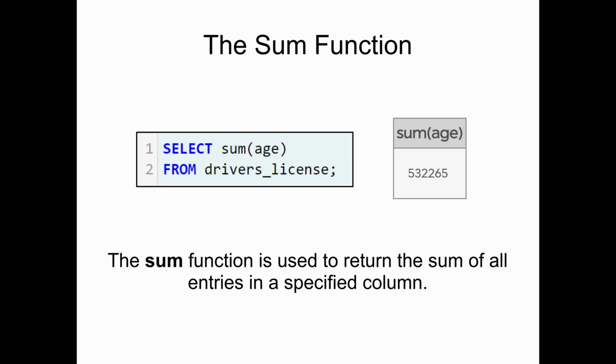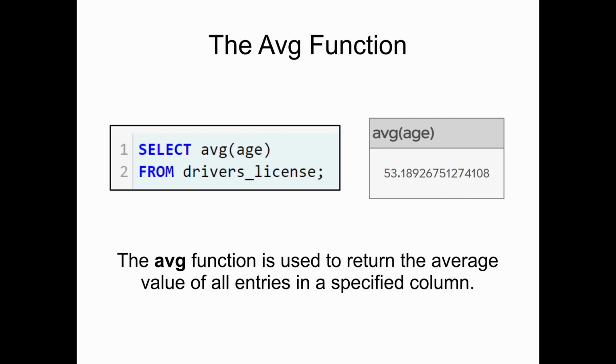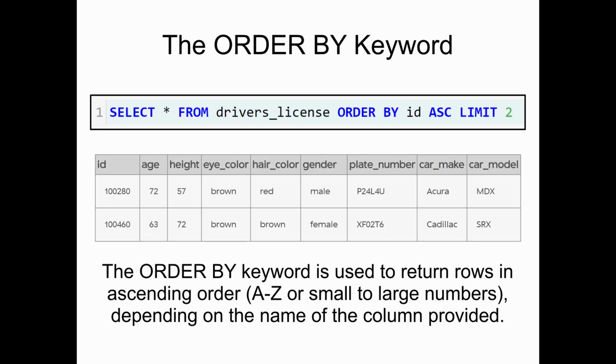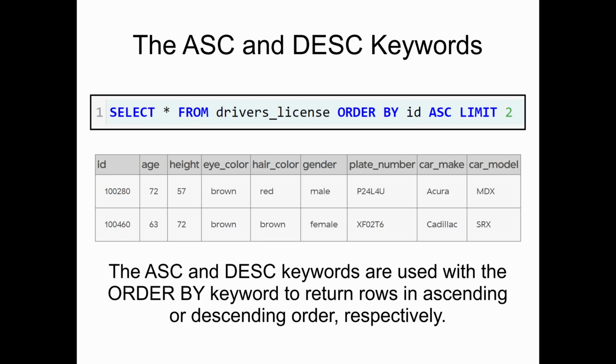The sum function is used to return the sum of all entries in a specified column. The AVG function is used to return the average value of all entries in a specified column. The max and min functions are used to return either the maximum or minimum values of a specified column, respectively. The order by keyword is used to return rows in ascending order, depending on the name of the column provided. The ASC and DESC keywords are used with the order by keyword to return rows in ascending or descending order, respectively.